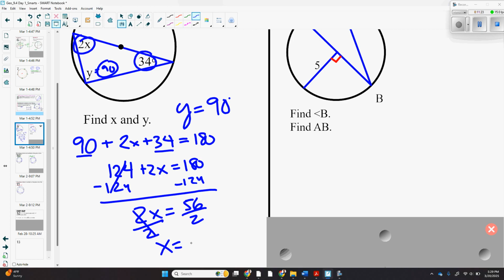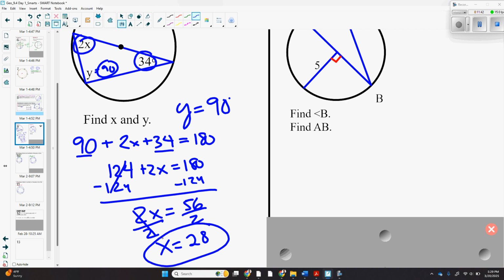56, double check on a calculator. You might want to have a calculator handy as well. 180 minus 124. And yeah, 56 divided by 2 is 28. Okay, there we go.